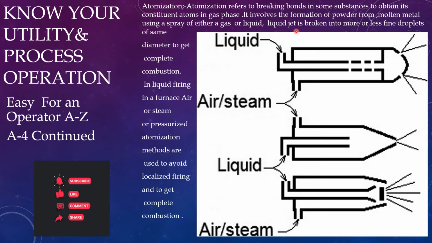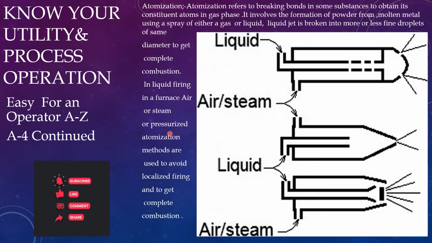In liquid firing, the liquid jet is broken into more or less fine droplets of the same diameter to get complete combustion. That is, liquid fuel used for furnaces or in boilers, like LSHS or HFO, is to be atomized by using air or steam, and a third method called pressurized atomization. That is, in pressurized or mechanical atomization, the liquid itself is admitted at high pressure through a nozzle. It will become small droplets. It will get atomized. Air also can be used, and steam also can be used.